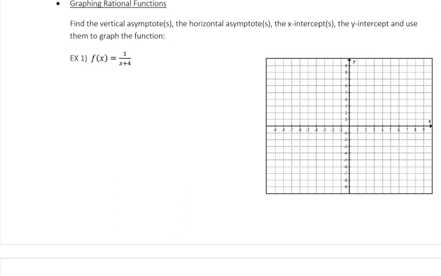So let's get started. First off is going to be the vertical asymptote. So for this one, we set the bottom, which is x plus 4, equal to 0, and solve. In this case, x equals negative 4 will be our vertical asymptote. So I'm going to go ahead and start by placing our vertical asymptote as a dotted line on our graph.